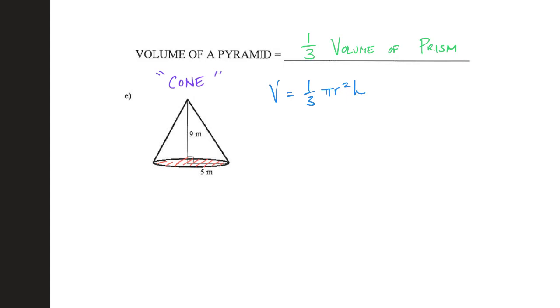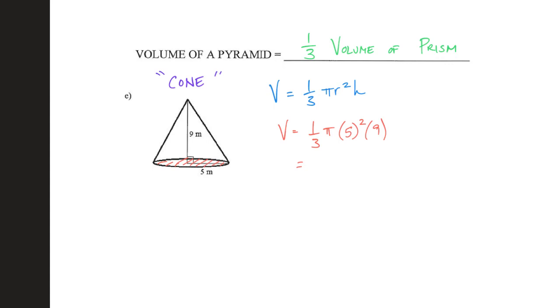So we've got that blue, and now we were able to just sub in our values. So we've got our 1/3 pi. We see that our radius is 5, and our height is 9. And so we can go through and calculate that.